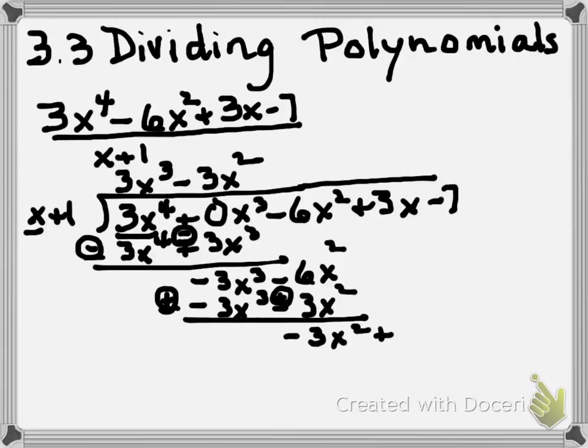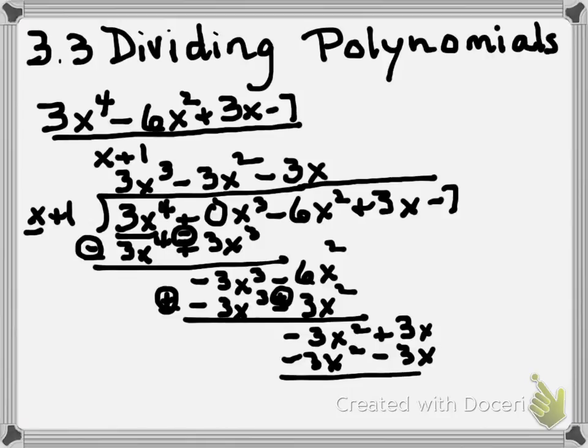Bring down the next term. The negative 3x squared divided by x is negative 3x. Negative 3x times x is negative 3x squared. And negative 3x times 1 is negative 3x. Change the signs of the second polynomial. So this is positive, this one's positive, and we have 6x minus 7.